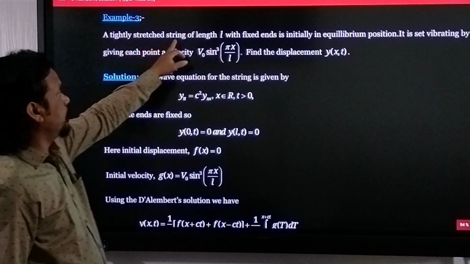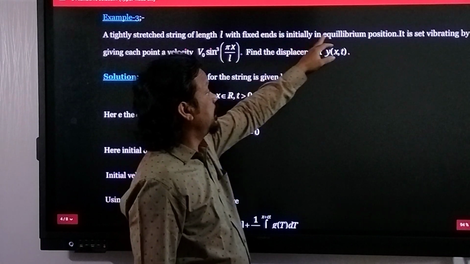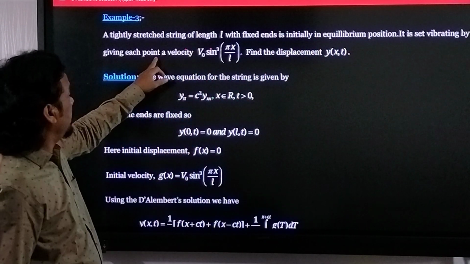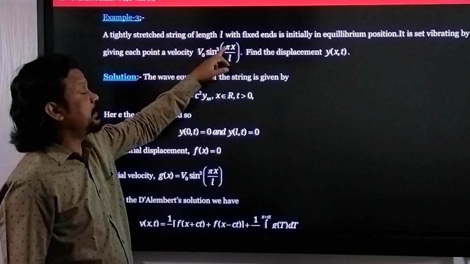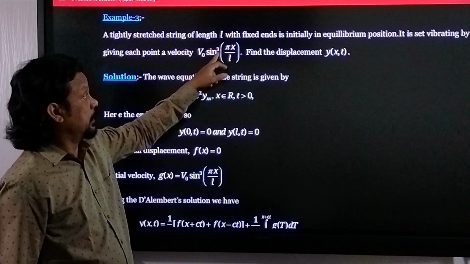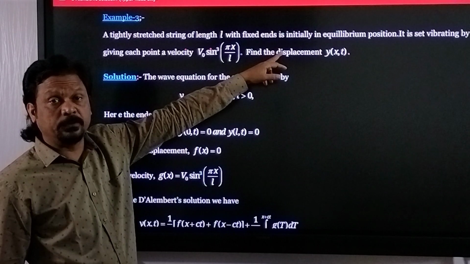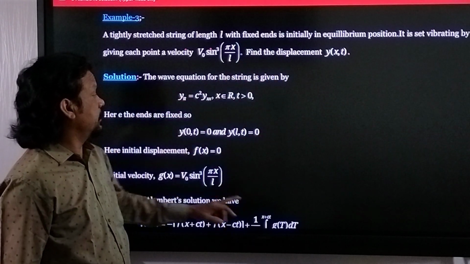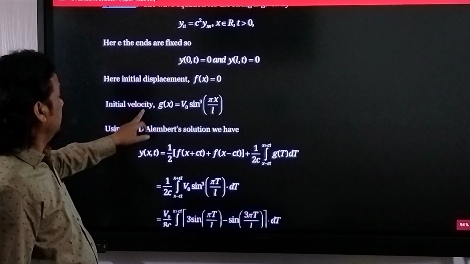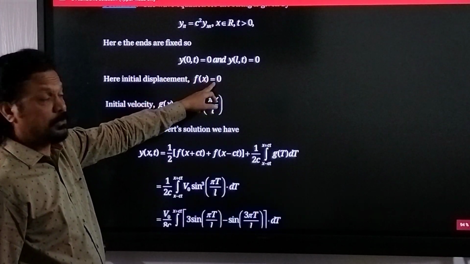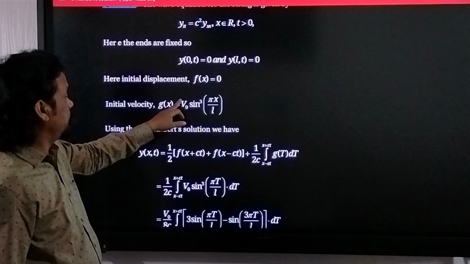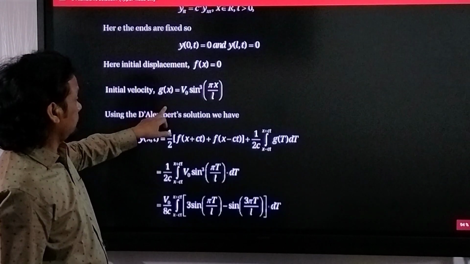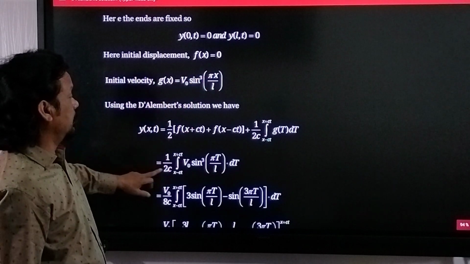A tightly stretched string of length L with fixed ends is initially in equilibrium position, and it is set vibrating by giving each point a velocity v0 equal to this one. That means it is the initial velocity, and it starts from the position of equilibrium. That means the initial displacement is 0. Find the displacement y of x, t. See here. Here the initial displacement f of x is equal to 0, and the initial velocity g of x is equal to v0 sine cube pi x by L, as given here.